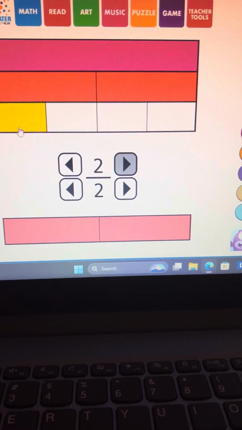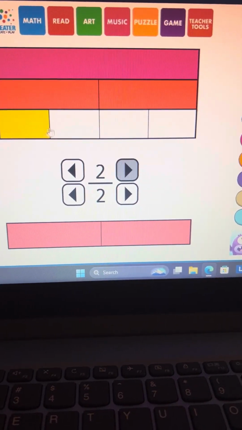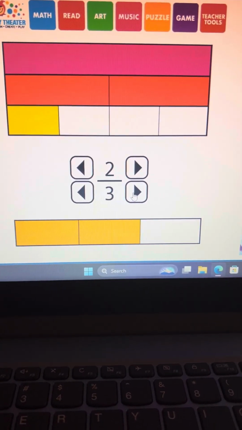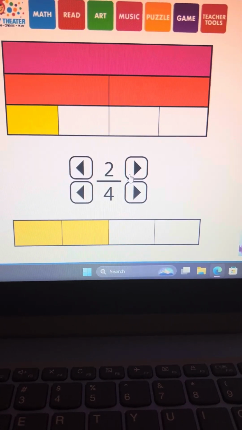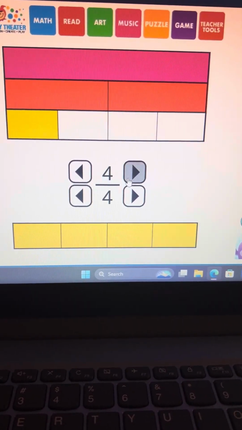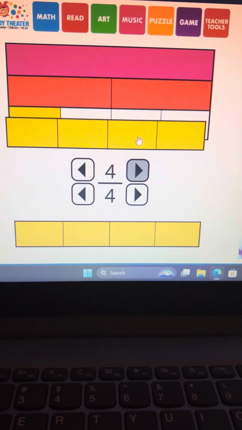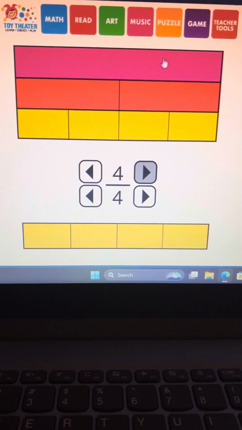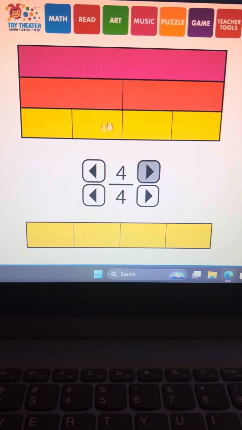If we want to change our 4s, our 1/4 back into 4/4, which equals 1, we're going to add those 3 back. We're going to go 1, 2, 3. And again, we have 4/4, which equal 1. It is 1 whole rod now. So now they all equal 1.